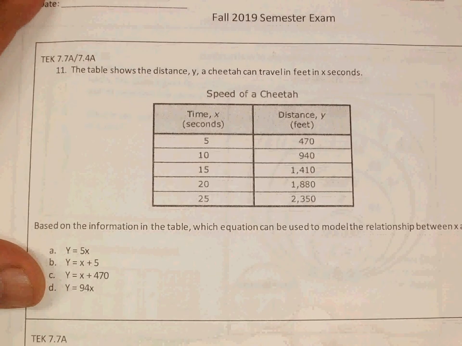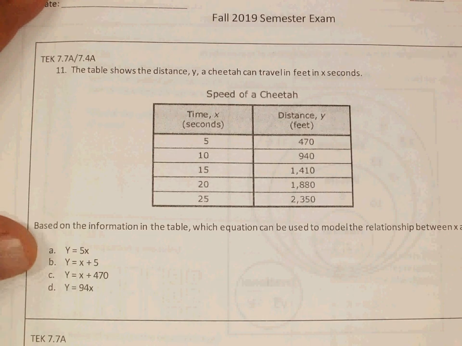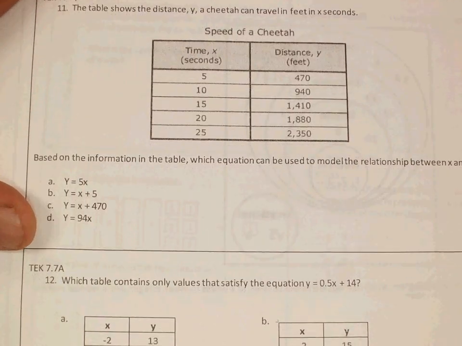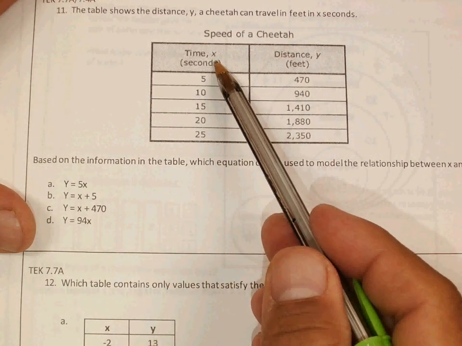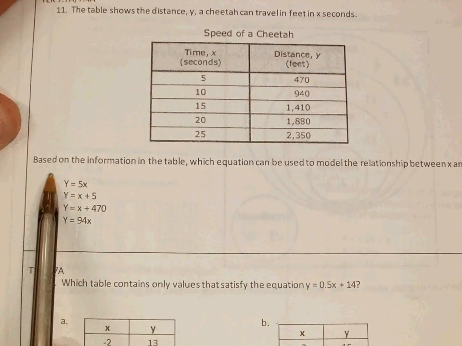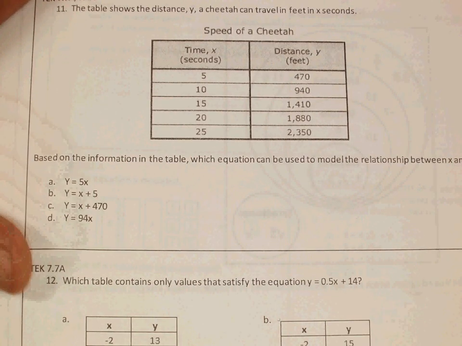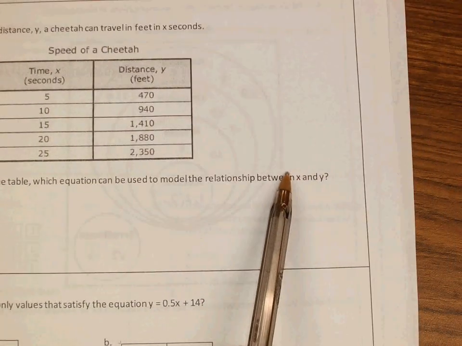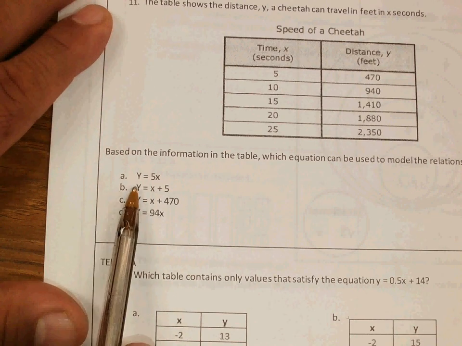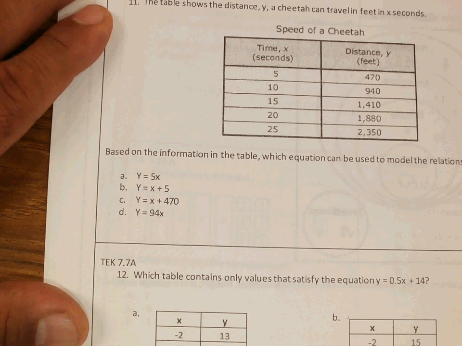Number 11. The table shows the distance y a cheetah can travel in feet in x seconds. So the speed of a cheetah, the time x in seconds, and the distance y in feet. Based on information in the table, which equation can be used to model the relationship between x and y? A is y equals 5x, B y equals x plus 5, C y equals x plus 470, or D y equals 94x, or 94 times x.